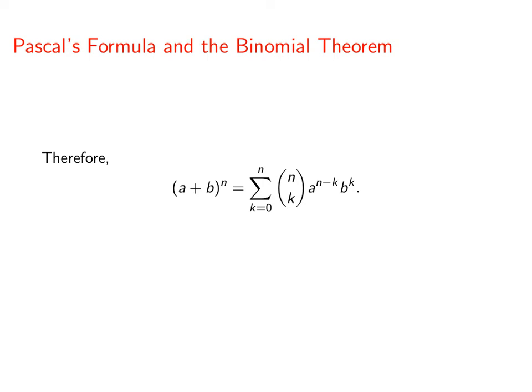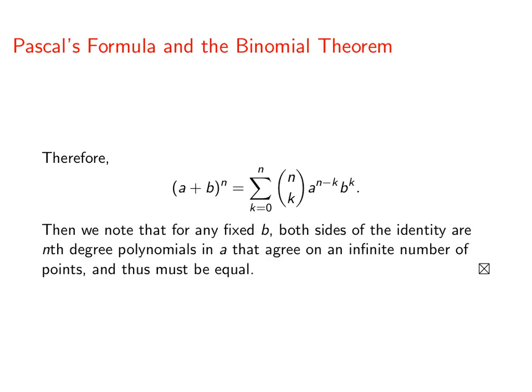Keep in mind, though, that in this proof, we said that a and b were natural numbers. But we can note that for any fixed value of b, both sides of the equation are a degree n polynomial in a, and they agree on an infinite number of points, and therefore they must be equal. That means we can go ahead and substitute in complex values for a and b, and we'll have still proven the binomial theorem. Okay, that's all for now.